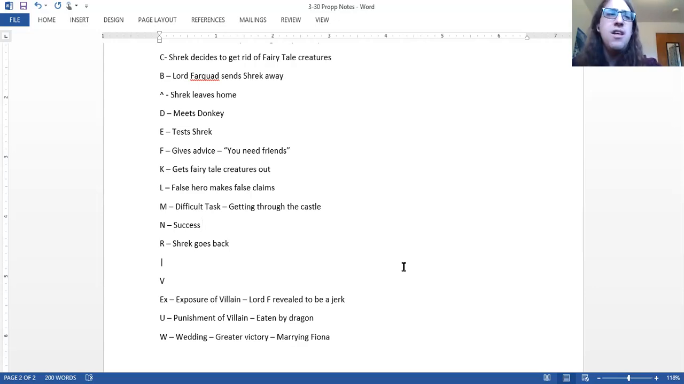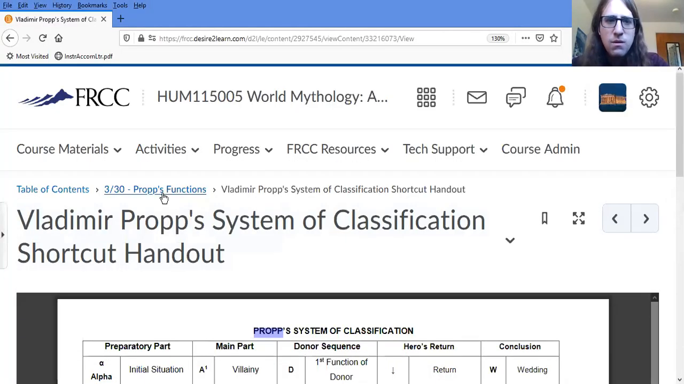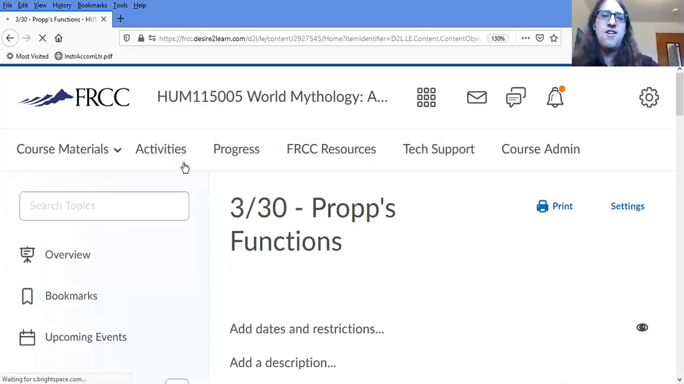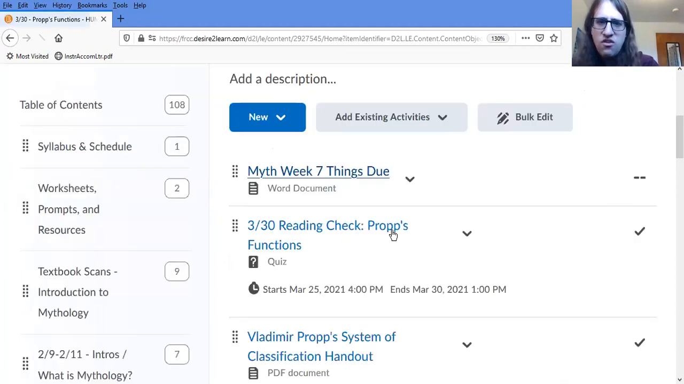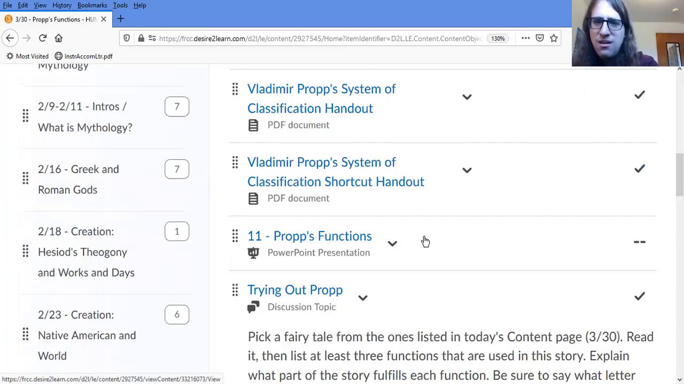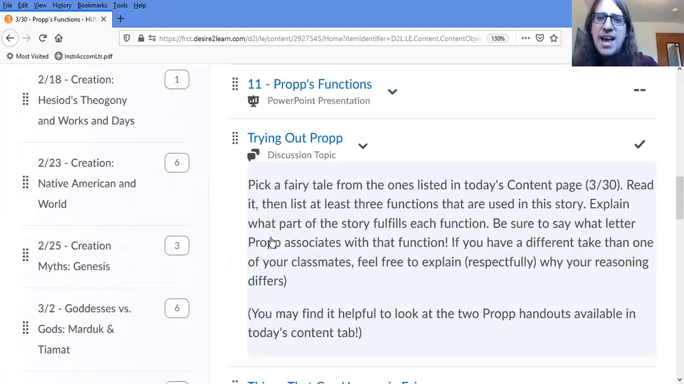For today, I want to leave you guys with a discussion question which is really Propp practice. So let's go ahead and take a look at it here. If we go back to the content page for today, let's see here. Unfortunately, the internet takes time to load. So don't forget the reading check as well. But the main discussion for today is called Trying Out Propp.